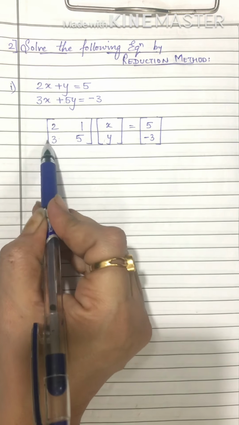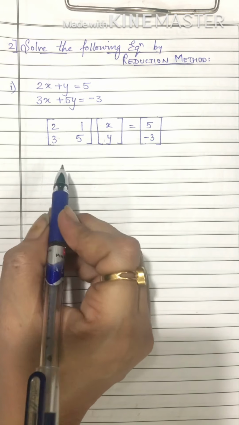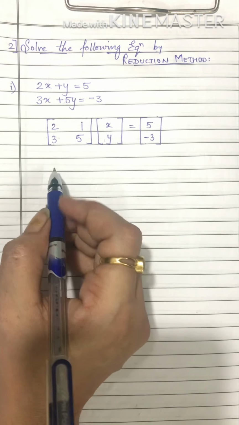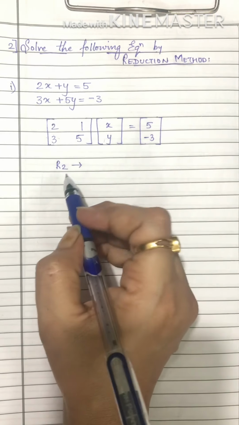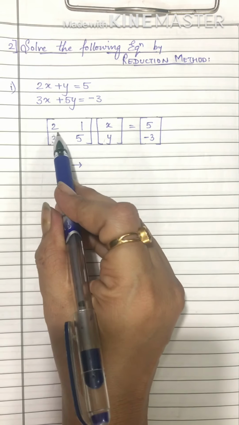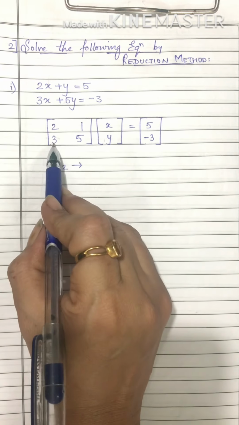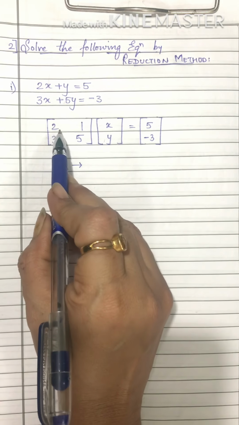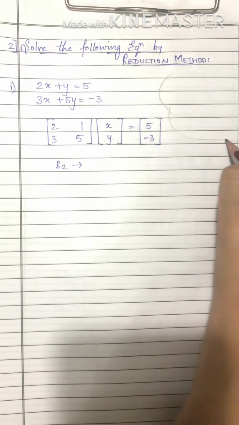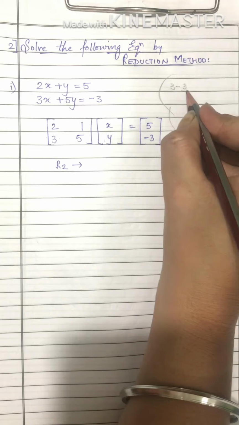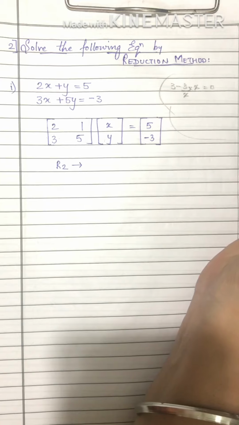So I need to transform this 3 into a 0. How do we do that? We will use row transformation. I have to conduct the transformation in row 2. Since it is a 2 here, it's going to be a little tricky. What you can do is say 3 minus 3 upon 2 into 2. I'll just write it down here: 3 minus 3 upon 2 into 2. This 2 will get cancelled, and what will remain is 3 minus 3, that will give you 0, right?